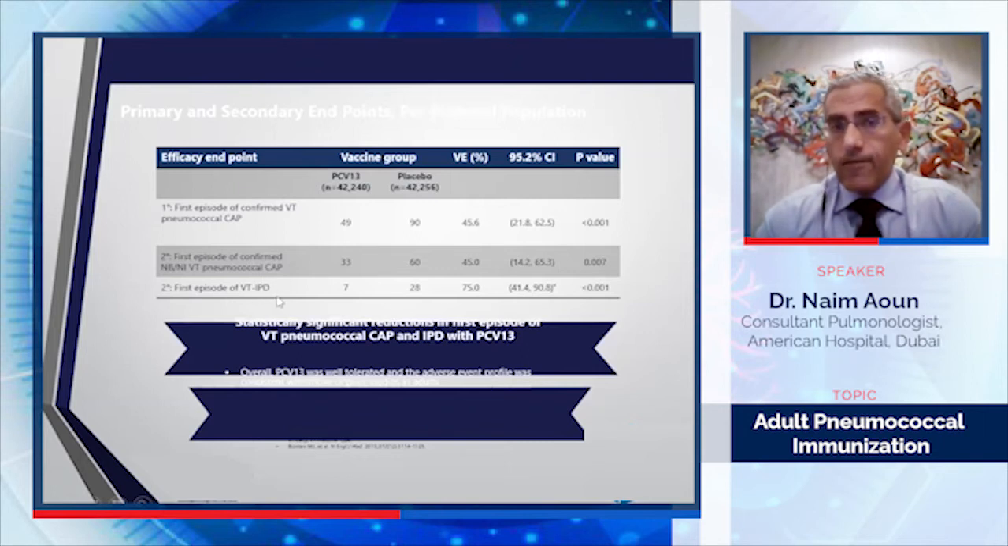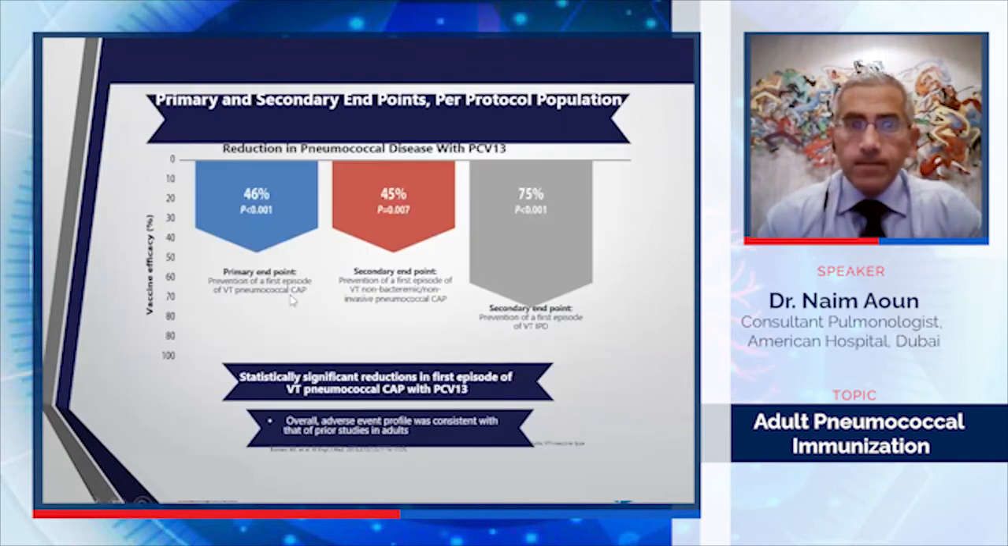And invasive pneumococcal disease, only 7 in the PCV13 group versus 28, and this is where we see the most protection, up to 75% with an excellent confidence interval and an excellent p-value. So this is a statistically significant reduction in the first episode of vaccine-type pneumococcal community-acquired pneumonia and, most importantly, invasive pneumococcal disease with the PCV13 vaccine. Again, primary endpoint: 46% reduction of the first episode of pneumococcal pneumonia, 45% reduction in prevention of first episodes of vaccine-type non-bacteremic, non-invasive pneumococcal community-acquired pneumonia, and 75% for invasive pneumococcal disease. Those are statistically significant numbers.